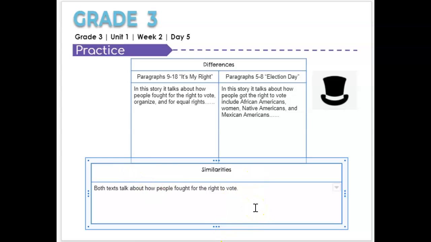There you go. So since we did this together, what you're going to do next is you're going to go to the next slide and you're going to work on comparing and contrasting using the top hat.